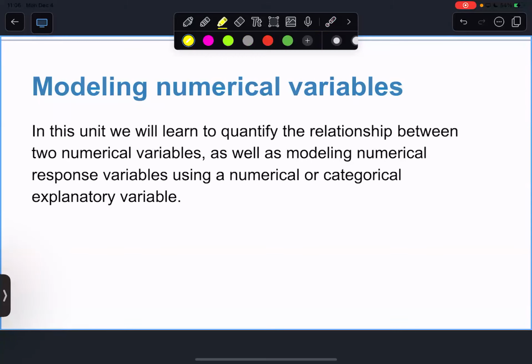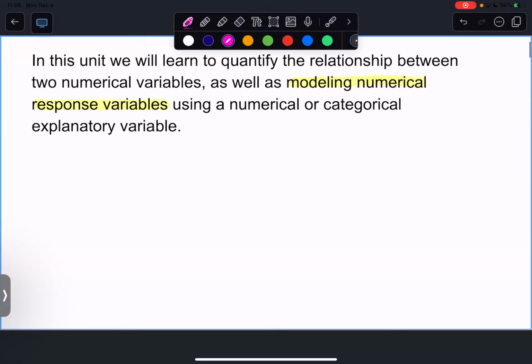So we're going to be modeling numerical response variables. Okay. So remember, the response variable goes on your y-axis and your explanatory variable goes on the x-axis.